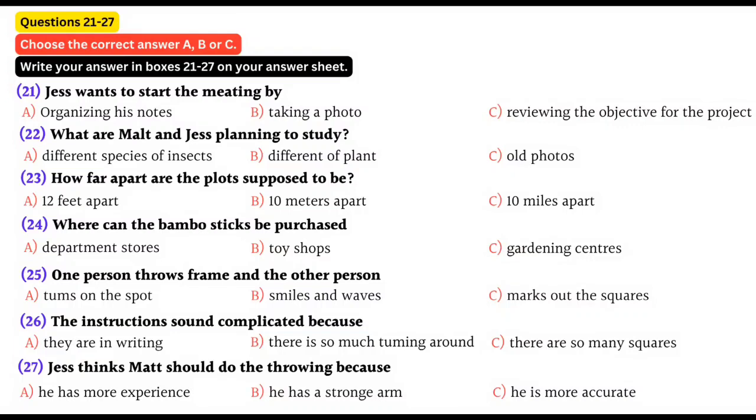Part 3. You will hear a conversation between two students who will discuss a project they're working on together. You have 30 seconds to look at questions 21 to 27.